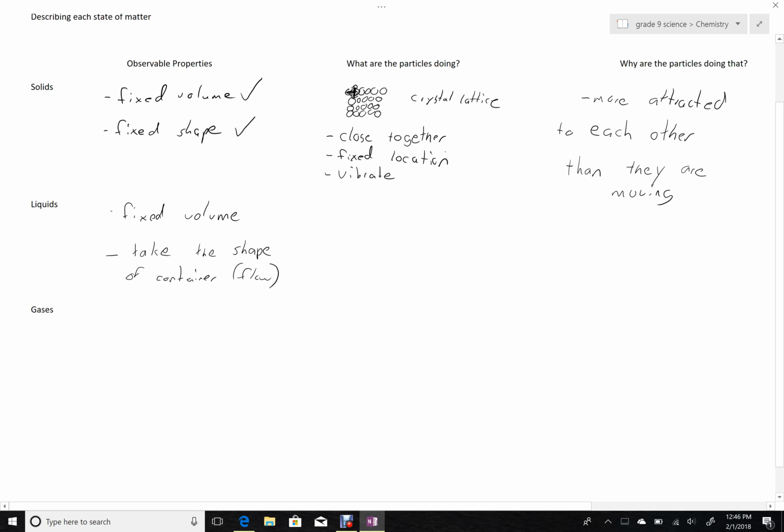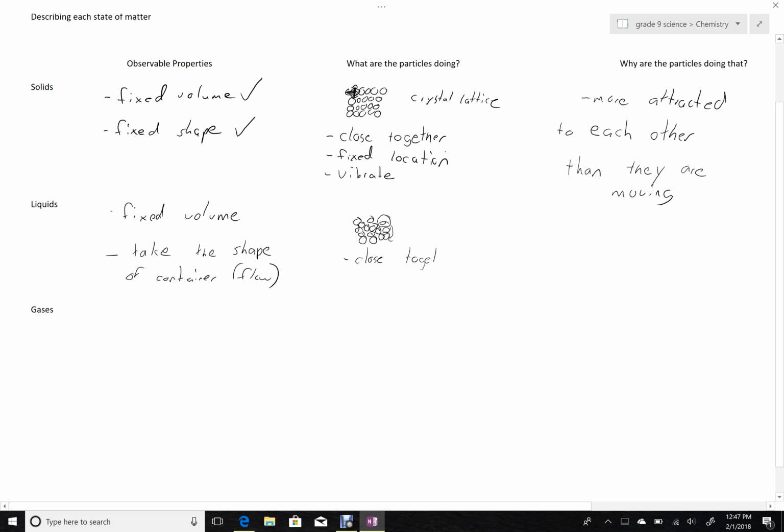What does that look like on a particle level? Well, the individual particles are still pretty close together, but the actual sort of crystal lattice that they were a part of before has broken down. So they stay close to each other, but they're not in this regular, orderly, fixed pattern. What that means then is an individual molecule can move from one spot to another spot. It's not stuck in this one location, but it has to stay close to the other molecules. So they're still close together.